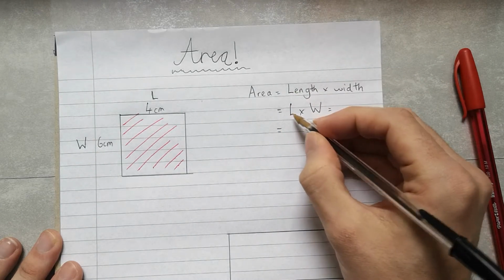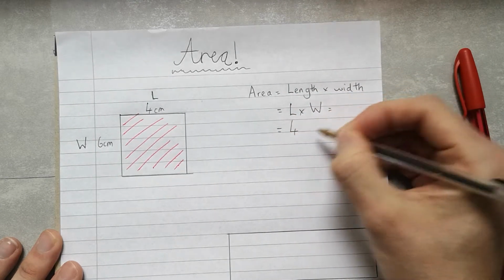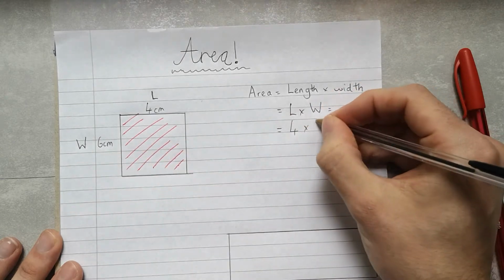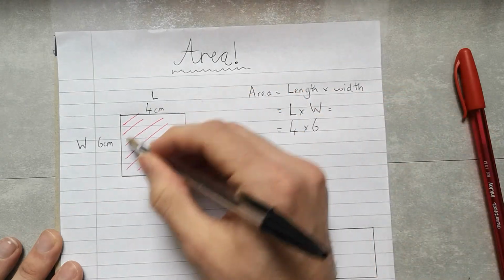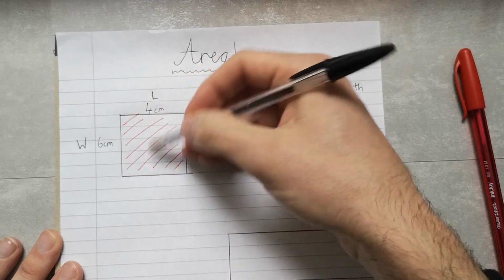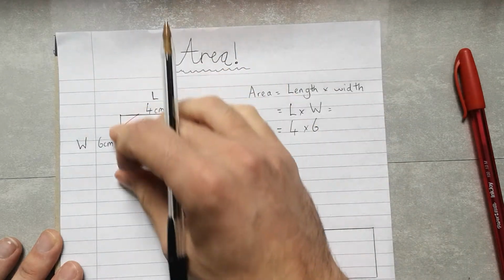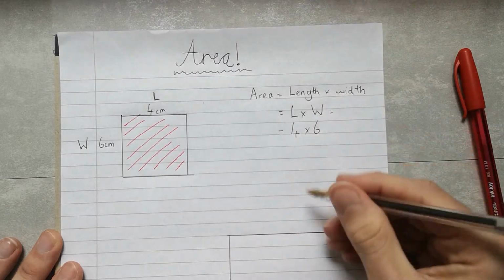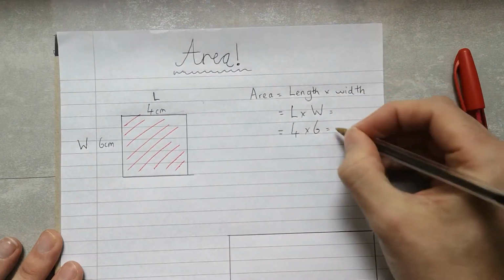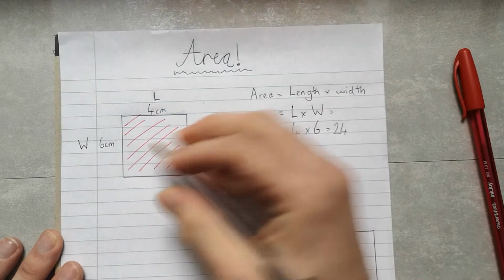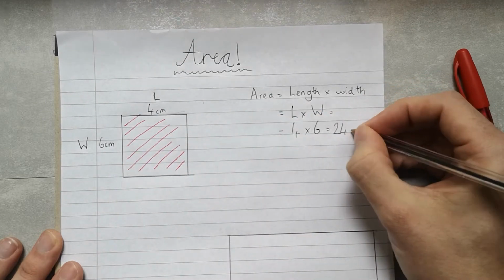So here you've got the length, which is 4, and you're going to times it by the 6, because you're finding out what that is. You've got all of this, which covers all of that, and then it covers all of the area. So 4 times 6 gives us 24. Remember your unit of measurement, which is centimetres.